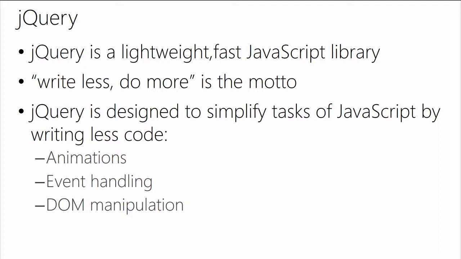jQuery, as I mentioned before, is the write less, do more JavaScript library that is available for use. It's made to simplify the task of JavaScript by writing less code. It has a lot of built-in functionalities that you can use. jQuery is mainly used for animations, event handling, and DOM manipulation. So there are objects in jQuery. There are built-in ones. So there's the object. There is the math object. There is, wait.